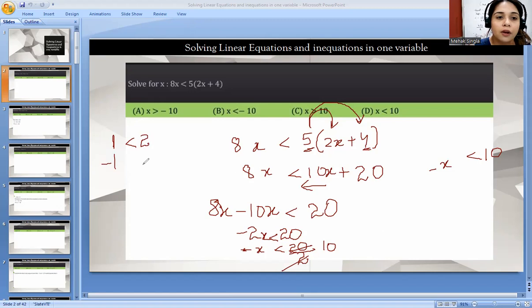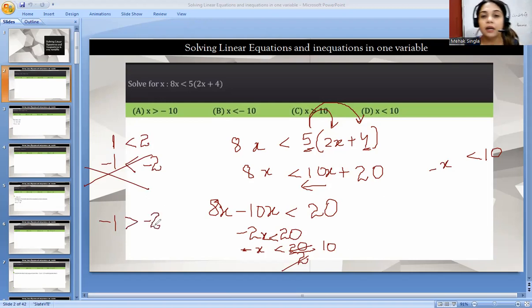Minus 1, minus 2. Now I cannot use this sign because it's not 2. So this would be cross. I have to change the side of the inequality. So what will I get? Minus 1 greater than minus 2.